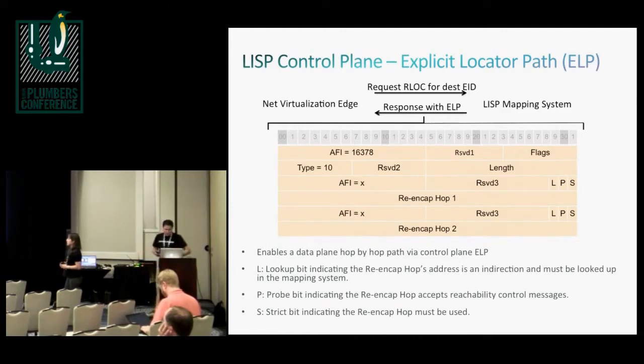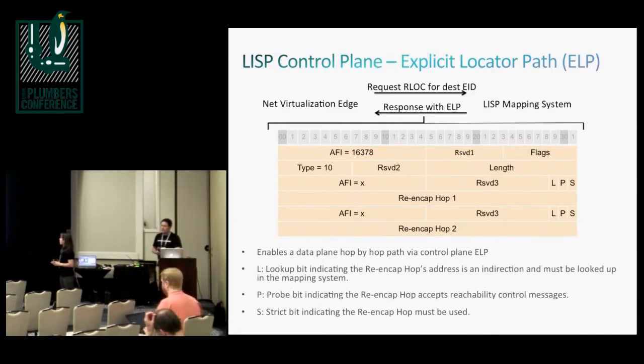So, for instance, if on the reachability of the data plane, the next hop for whatever reason is not reachable, or if the S bit is not set, you can actually skip that and forward to the next hop that you have reachability to. Another thing is the P bit is for the reachability protocol that we run on the data plane. So that just indicates whether the next hop will accept those or is unable to respond to those reachability probes.